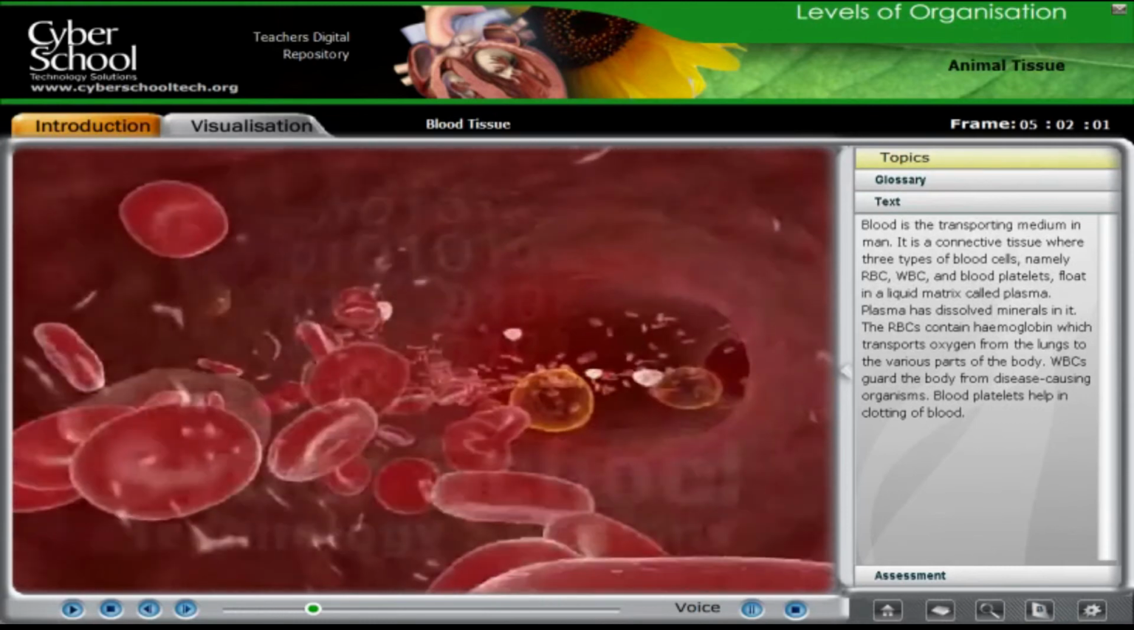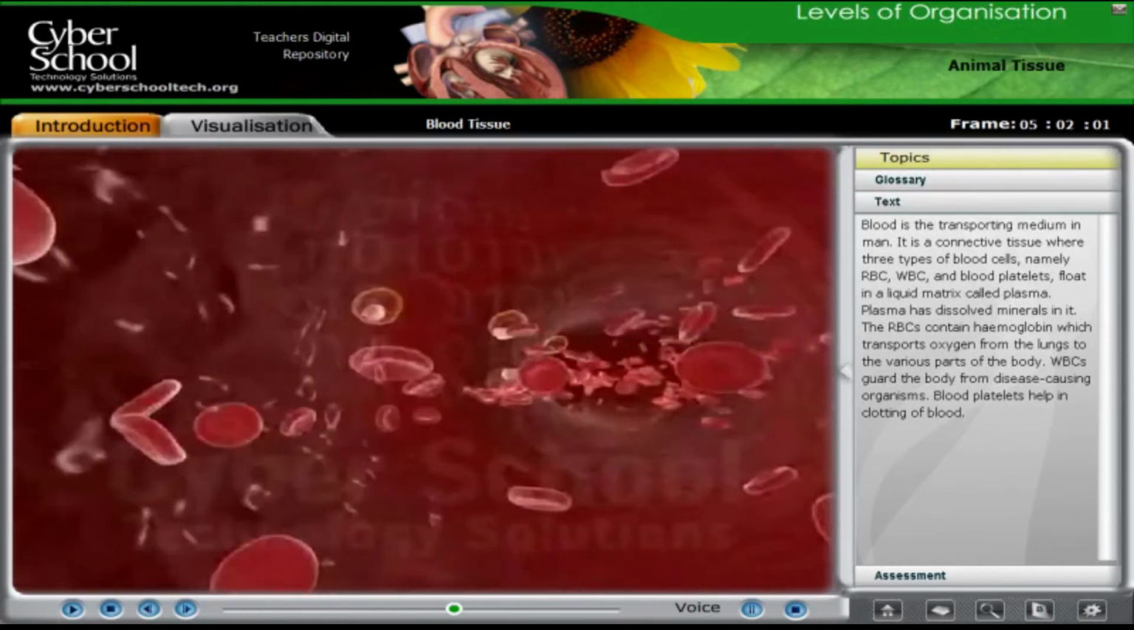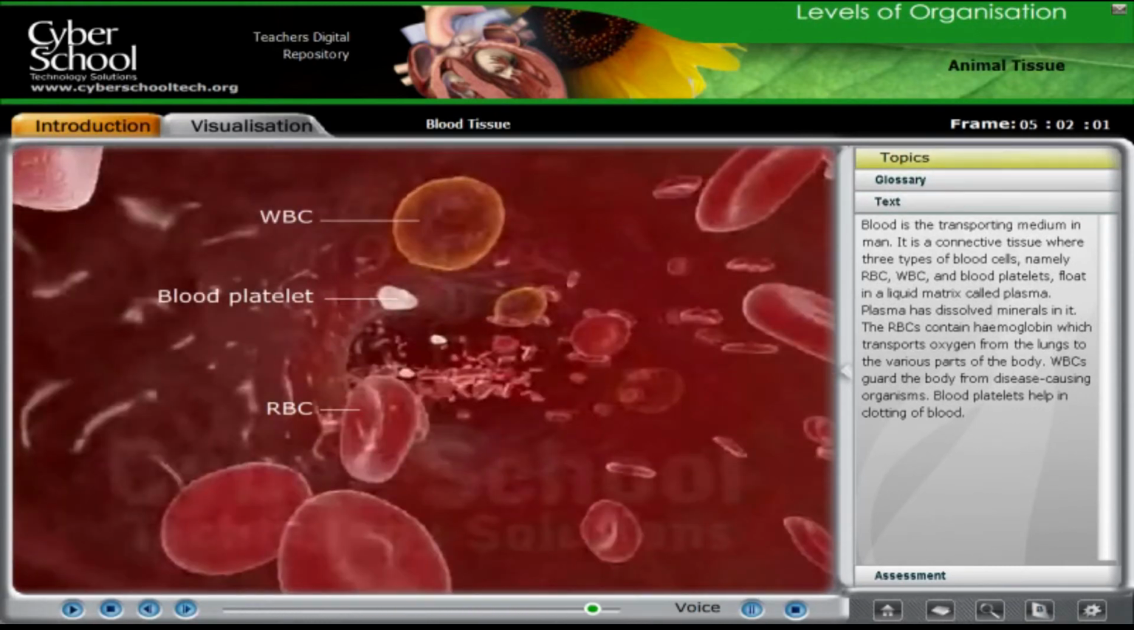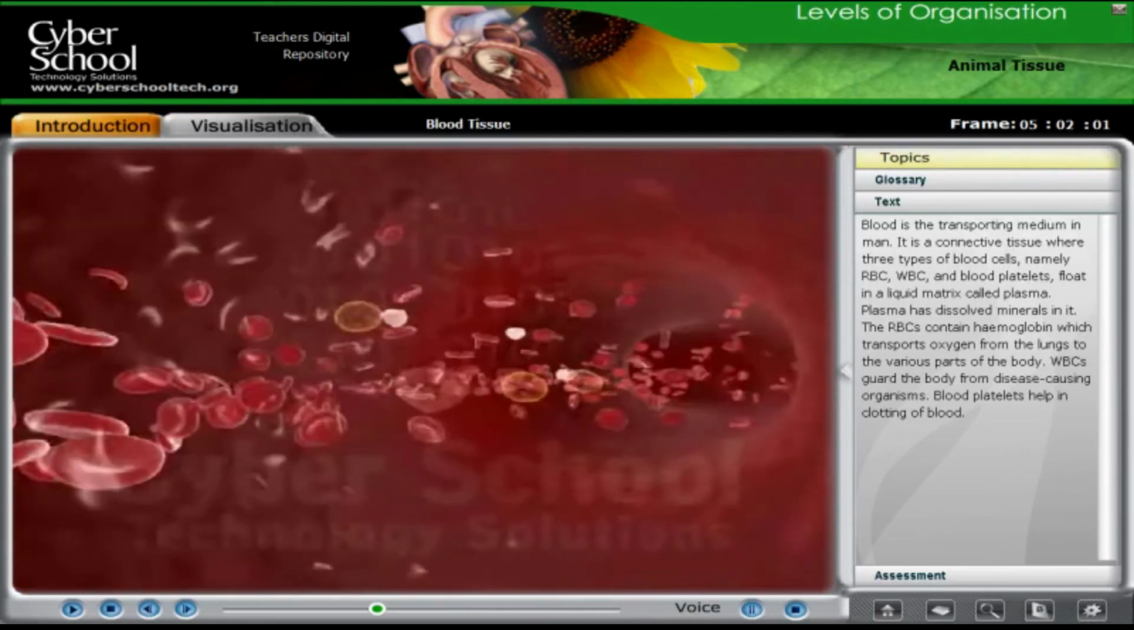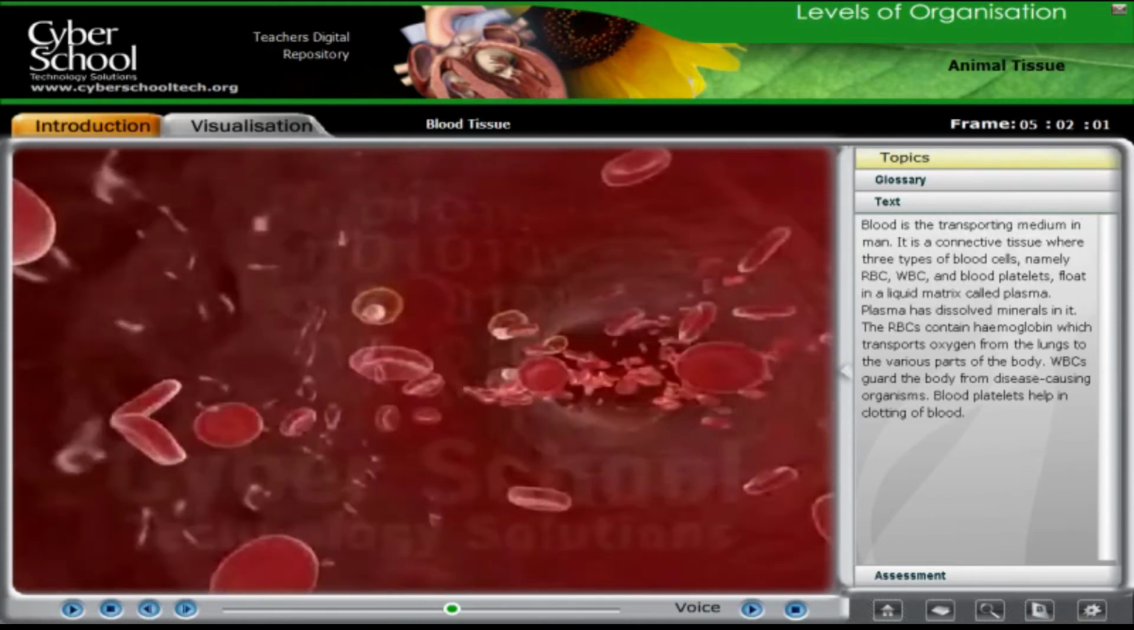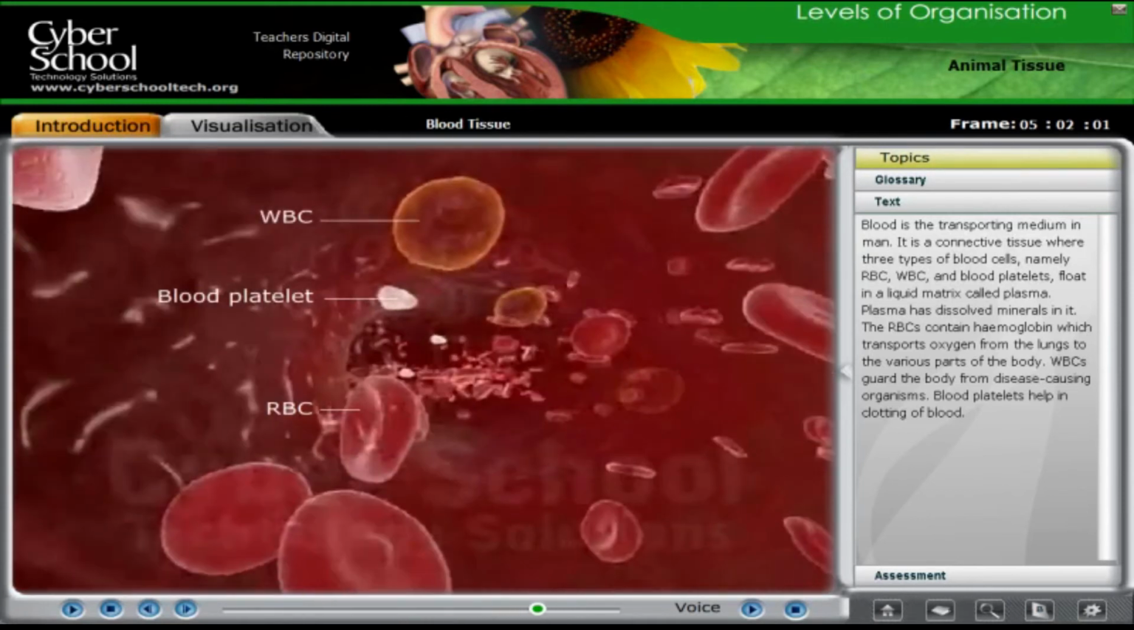Blood is a transporting medium in man. It is a connective tissue where three types of blood cells, RBC, WBC, and blood platelets, float in a liquid matrix called plasma.